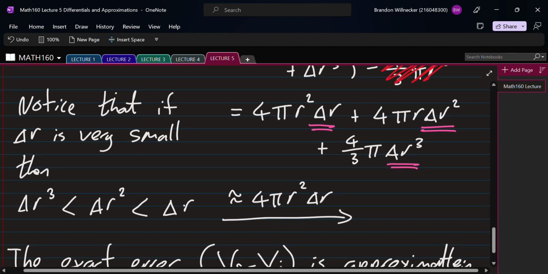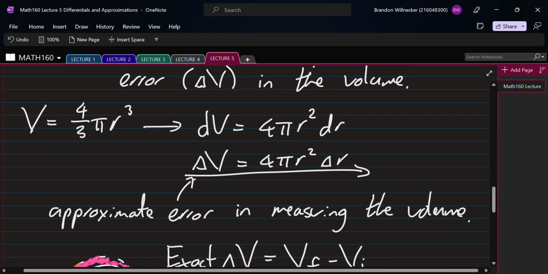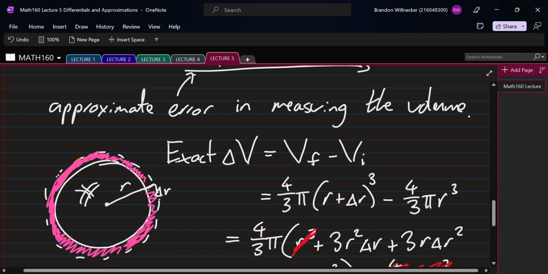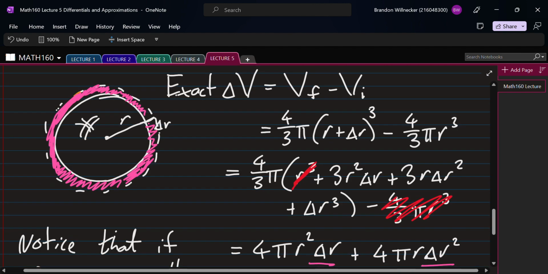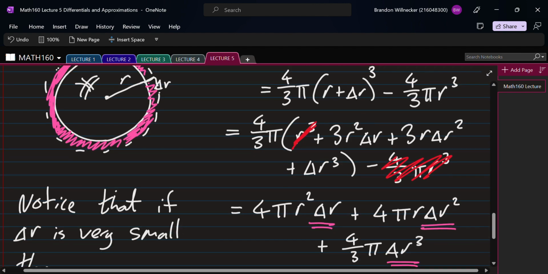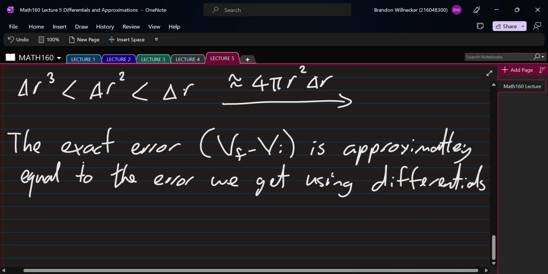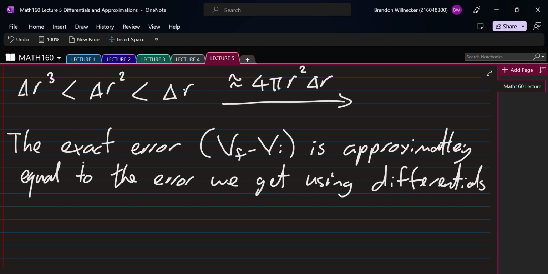Okay, but we see that using differentials is very quick. We just take the derivative, replace the differentials with deltas, and we get a good approximation. If we were to use the exact error, we see it requires quite a bit more working, and we end up with roughly the same answer anyway. So for our cases, we're going to use this approximate error using differentials.